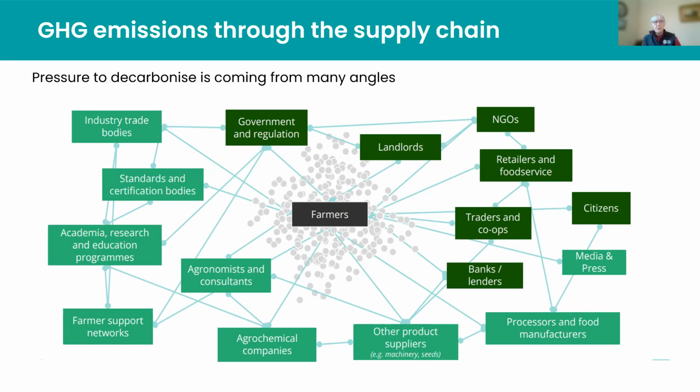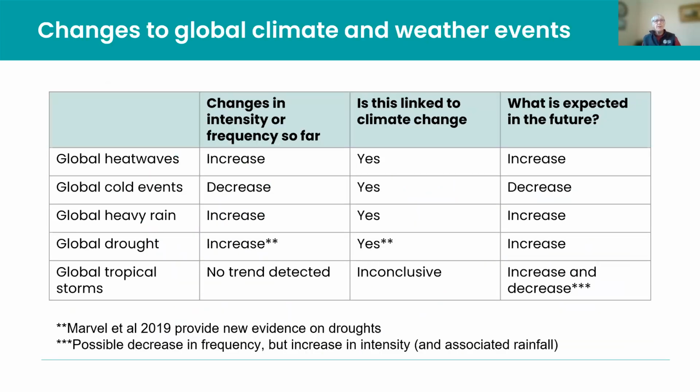And although farmers have a massive role to play, they're not the only group that has to deal. We all have to deal with reducing our emissions. And this is why, and you can see here the changes to global climate and weather events. And all this information is coming from research. And what I've done is I've listed global heat waves, global cold events, global heavy rain, global drought, and global tropical storms, and looked at how things are changing in terms of intensity or frequency.